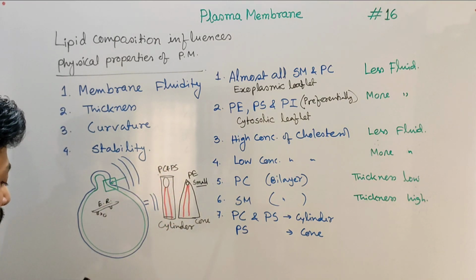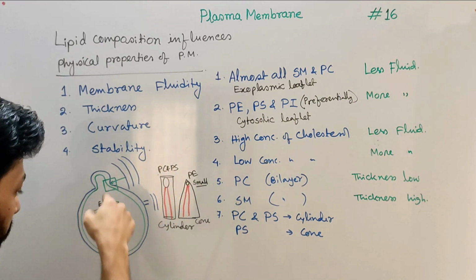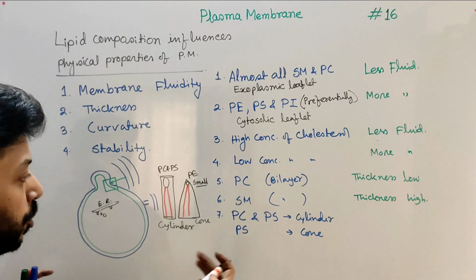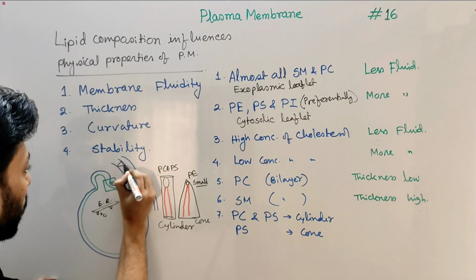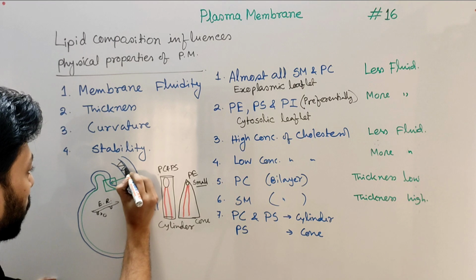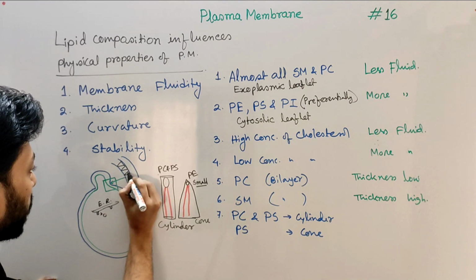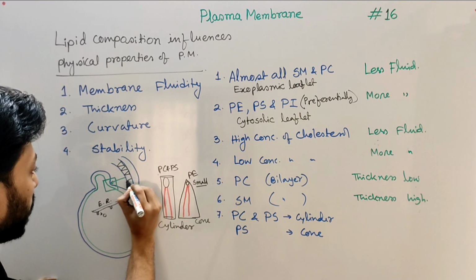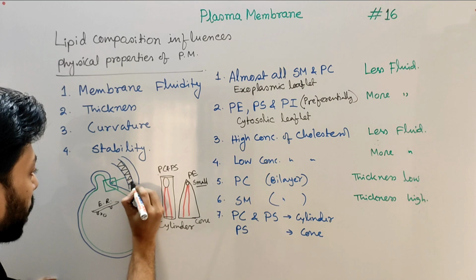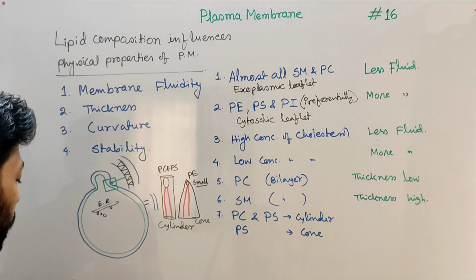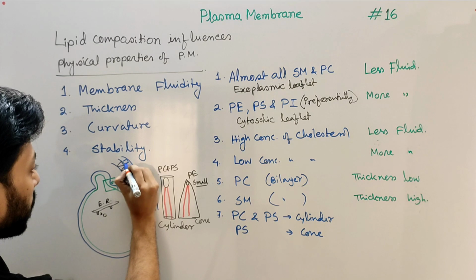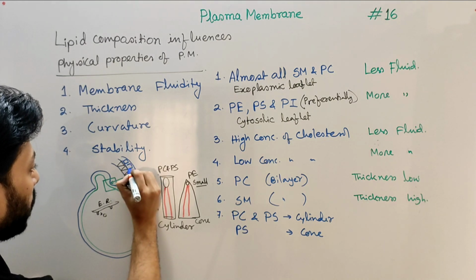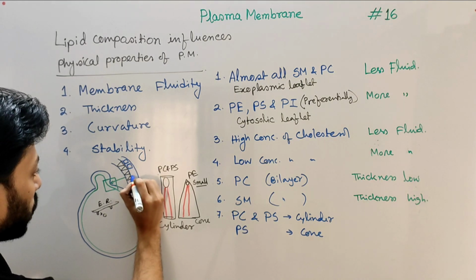Okay, it has been found that in the curvature area, these cone shaped PE molecules are present more. Cone shaped lipid molecules are present on the inner side of the membrane, the inner lipid layer. And let's suppose the outside contains the cylindrical shape of the lipid molecules.